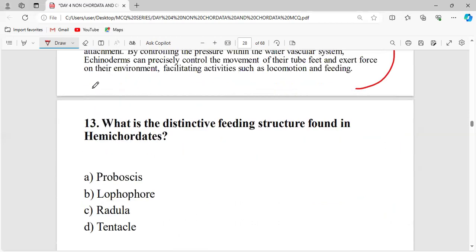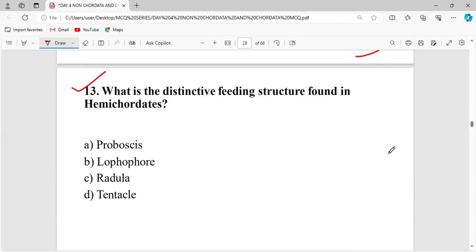Now, what is the distinctive feeding structure found in hemichordates? Proboscis, lophophore, radula, or tentacle.